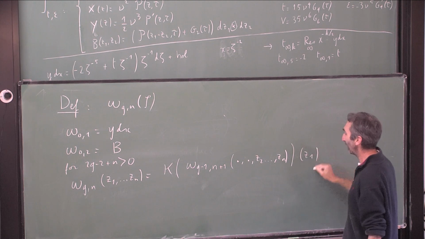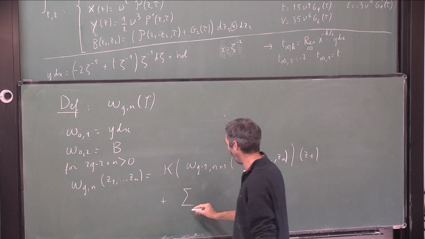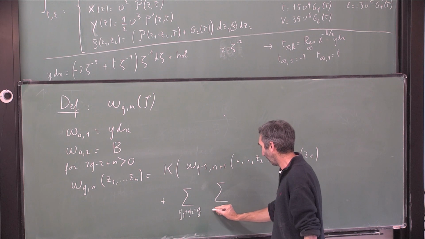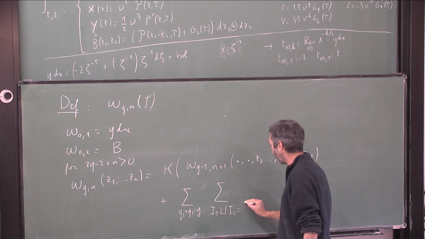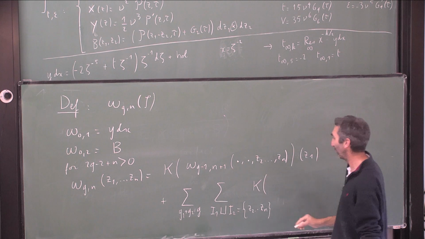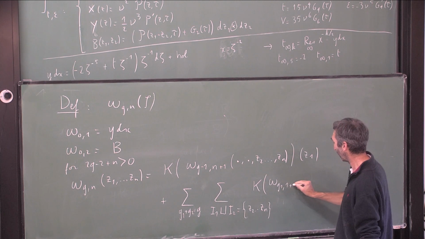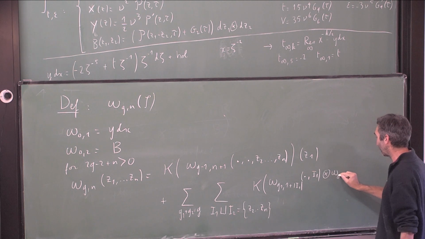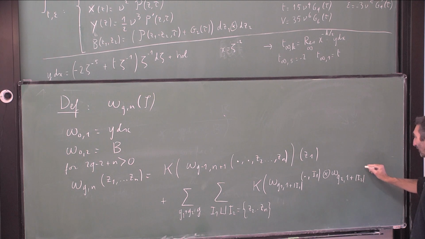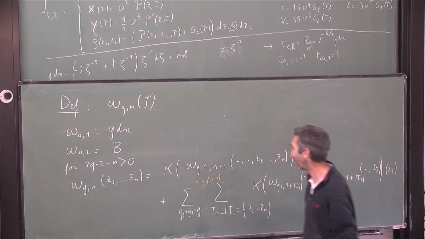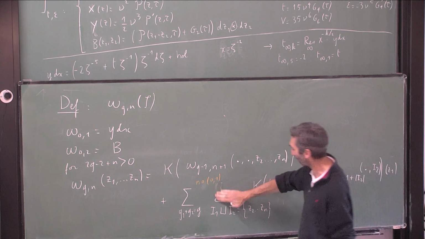and evaluated in z1, plus the sum over g1 plus g2 equals g, sum over I1, I2 equals the variables z2 ... zn, of K of omega g1, 1 plus cardinal of I1, dot I1, tensor omega g2, 1 plus cardinal of I2, dot I2, evaluated at z1, and I will add something that I will ask here, no 0 in this double sum, so I should write it as a double sum.